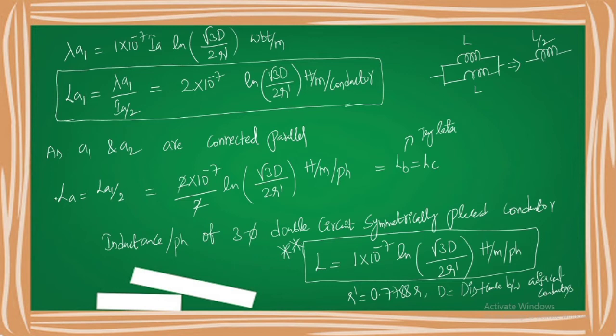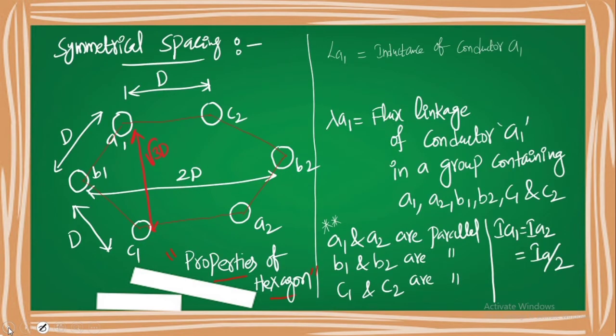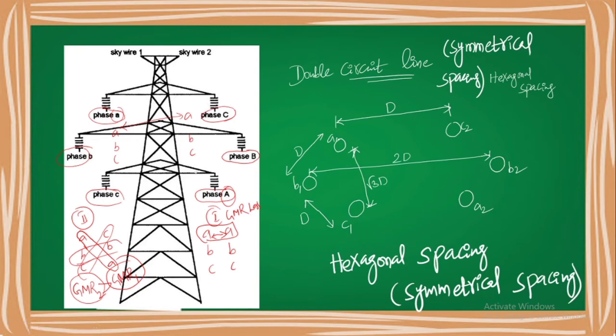So this is the determination of inductance per phase of a double circuit line which is arranged in a regular hexagon, right? So directly in the examination they may ask to find the inductance of a hexagonally spaced double circuit line, or the inductance of a double circuit line when it is arranged in a symmetrical fashion. Like this they may ask the question. So you need to derive up to the last step.